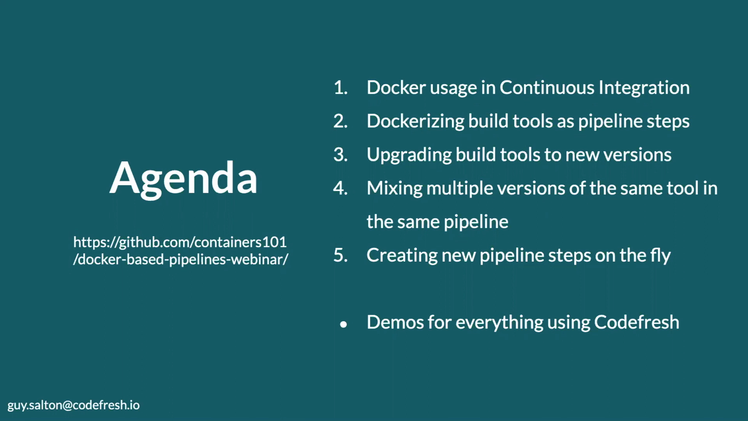We will see some classic issues of using multiple versions of the same tool in the same pipeline. Like, let's say I want to use Python 2.7, but also in another step I have a third-party tool that needs to use Python 3. So we'll see how using containers can help me with that.